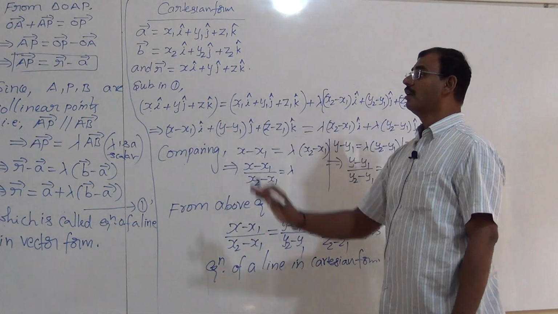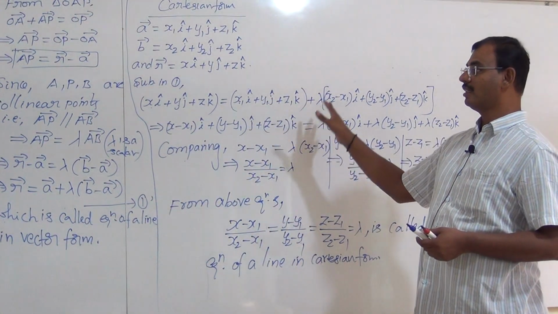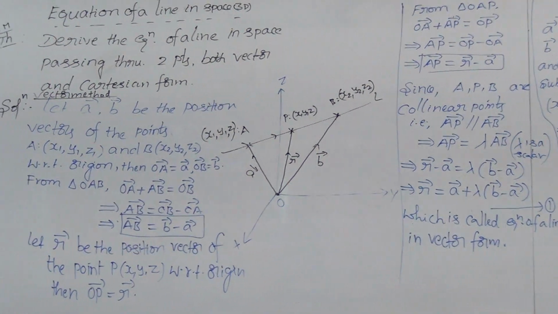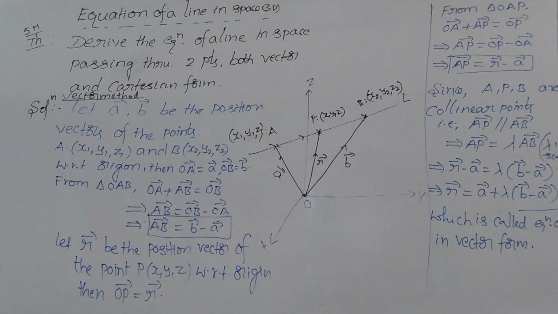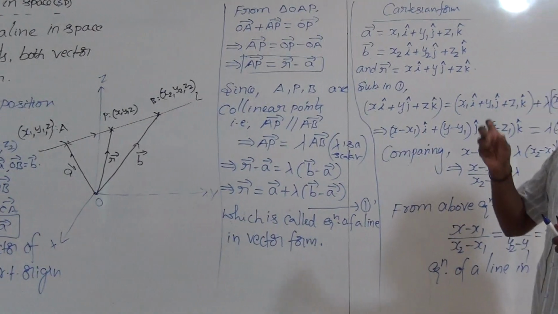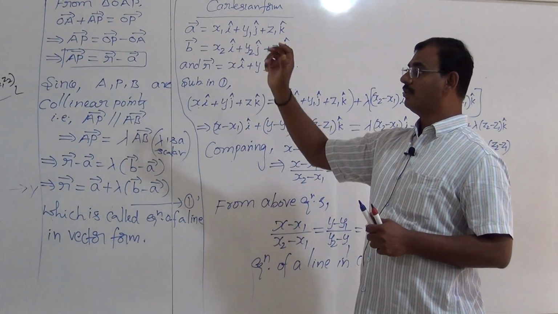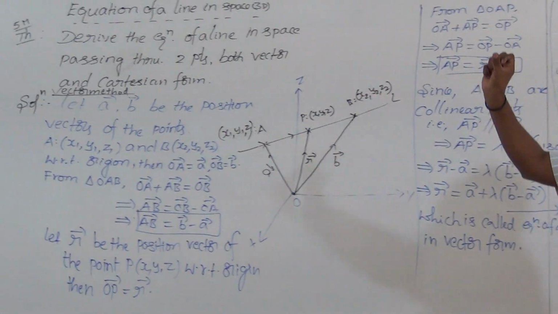So remember, what is the equation of a line in vector form and Cartesian form passing through 2 points. This theorem is very, very important. So the first theorem and second theorem are very, very important. All of you solve this. Try to practice 3 to 4 times. So what is the vector form? Observing once again, I will revise quickly.